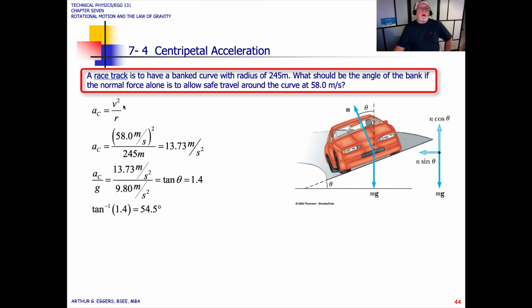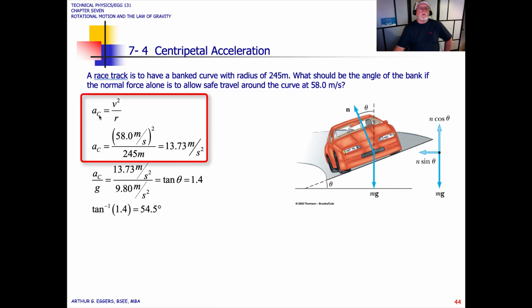So again, we go back to our relationship. The acceleration centripetal is equal to v squared divided by r. We can solve then. We have 58 meters per second given, and the radius 245 meters gives us a value of 13.73 meters per second squared. So that's the centripetal acceleration.